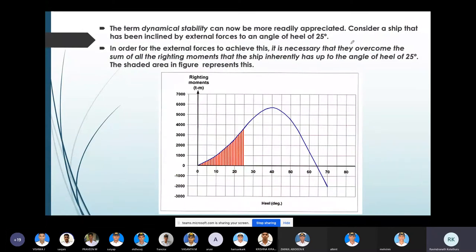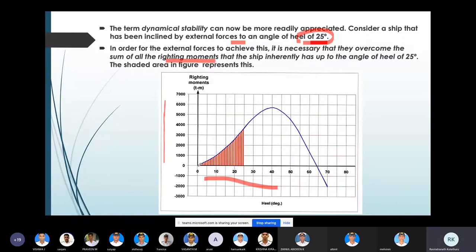Let's take an example that a ship is inclined by external forces to an angle of heel of 25 degrees. Now this is a graph where your x-axis is your angle of heel from 0 to 80 and your y-axis is your righting moments. In order for the external forces to achieve an angle of 25 degrees, it is necessary that they have to overcome the sum of all the righting moments.